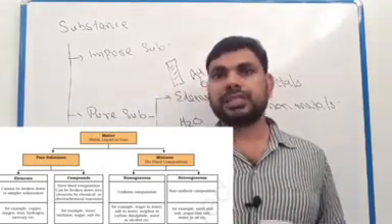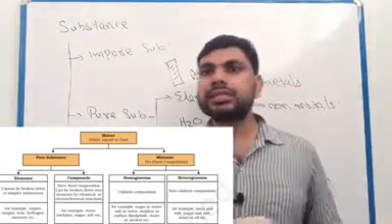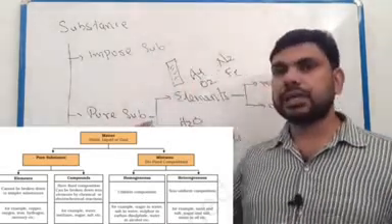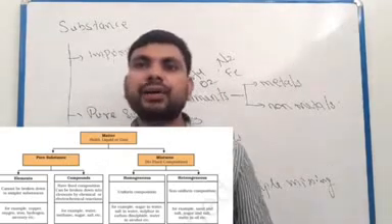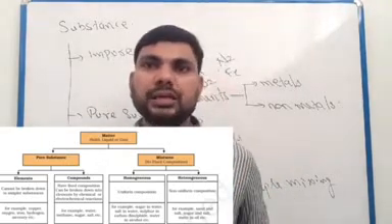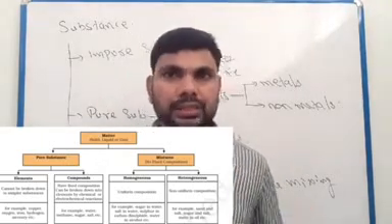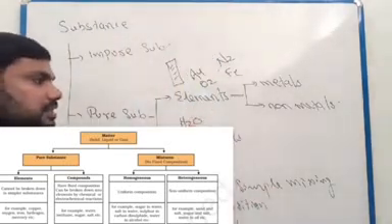Now we have to discuss pure substances. We can classify pure substances into two different types: elements and compounds. Elements and compounds are the different types of pure substance.